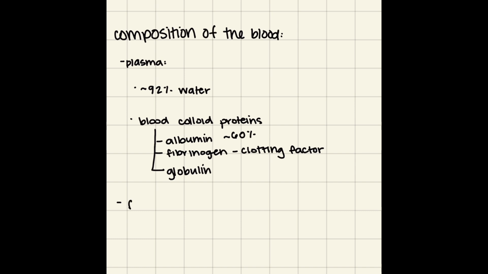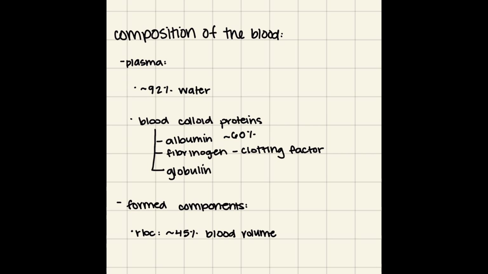Along with plasma, we have formed components. I don't know that that's necessarily the scientific exact term, but that's what I'm going to call it. And that's made up of red blood cells. They make up about 45% of blood volume. And that obviously can change person to person.